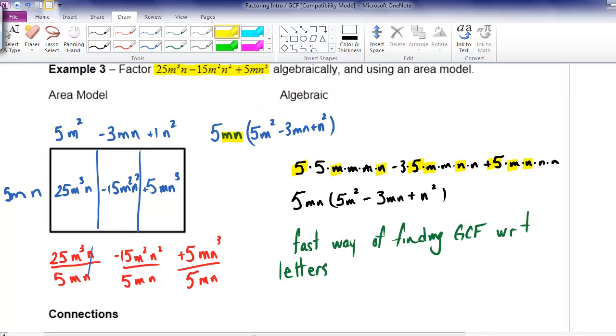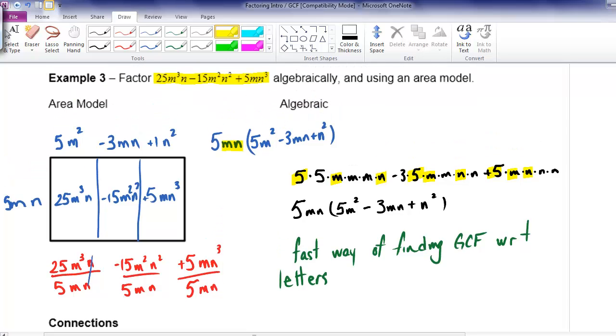So if you look at the first expression, m and n are in all of them. But in the first one, n to the power 1 is the power of n, and that's the one that turns out to be in my GCF. If you look at the last term, m to the power 1 is in that one, and that turns out to be the greatest power in my GCF of m. So there's a fast way of finding the letters. Look at the smallest exponent of the letters they all have in common, and that turns out to be your GCF.